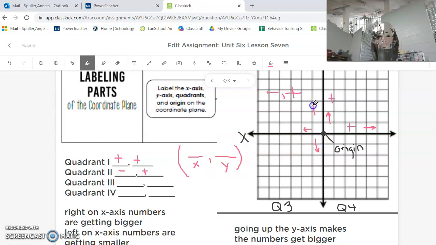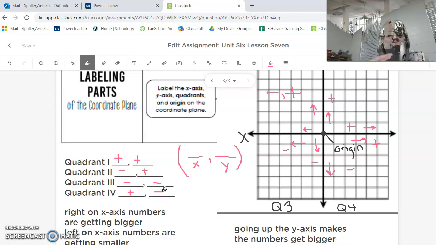All right, going down. Well, I should probably put my arrow going up. Going down, we have a negative. And we're on the left side. So we also have a negative. So quadrant 3 will always be a negative and a negative. Okay? Quadrant 4, I'm going to the right, so I'm getting positive numbers, but I'm still going down, so I'm also getting negative numbers. So this will be a positive and a negative.